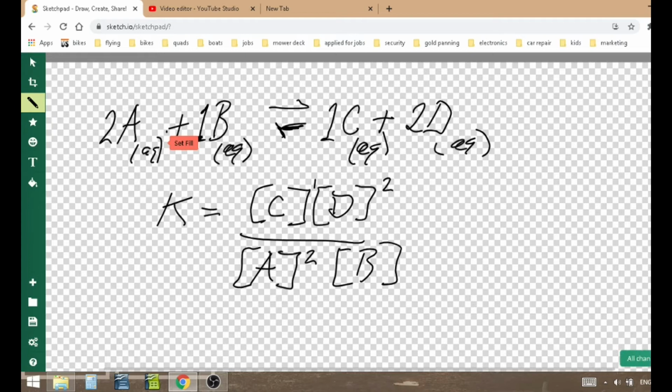So really, concentration of C is to the 1 and concentration of B is to the 1. But something to the 1 is that thing. So 2 to the 1 is 2. 3 to the 1 is 3, etc. So that's the rule. You take the concentrations of the products, the coefficients become exponents. Each one of them is expressed as a concentration.